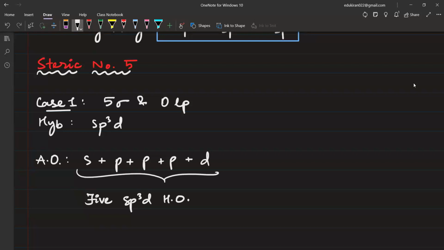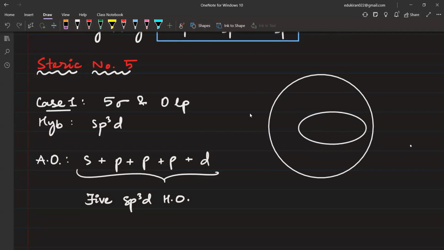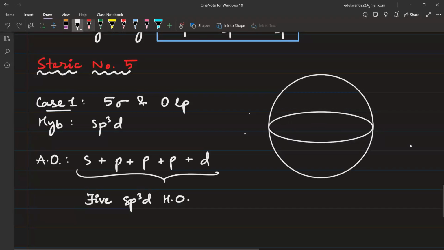Now, when I arrange them in 3D, as we know in VSEPR theory, the atom is spherical and the valence shell electron pairs will be on the surface of that sphere. If you want to arrange it, it will be something like this. Let us suppose this is my sphere, and this is the equator of the sphere, the middle part. In the middle, you are going to keep the atom. Then you can have a radius, that will be the maximum distance. So I will start from here to here, maybe.